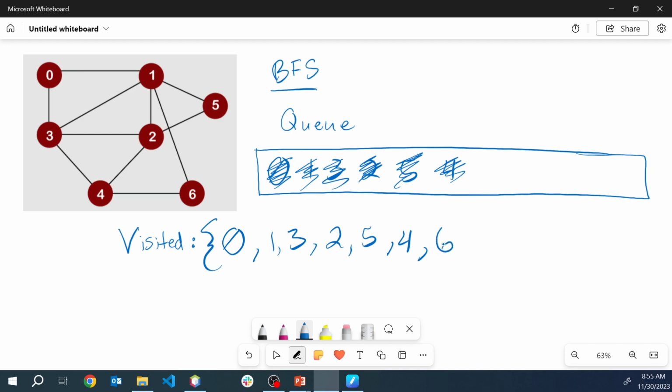We mark 6 as visited. We put 6 into the queue, and the next iteration, what do we do? We dequeue the 6. And we find all of 6's unvisited neighbors. 6 is connected only to 1 and 4. They are both visited, so there's nothing left to do. The queue is also empty, and that is when the algorithm will end.